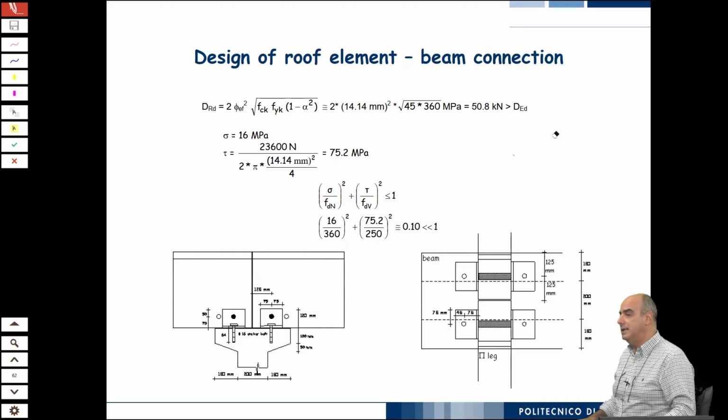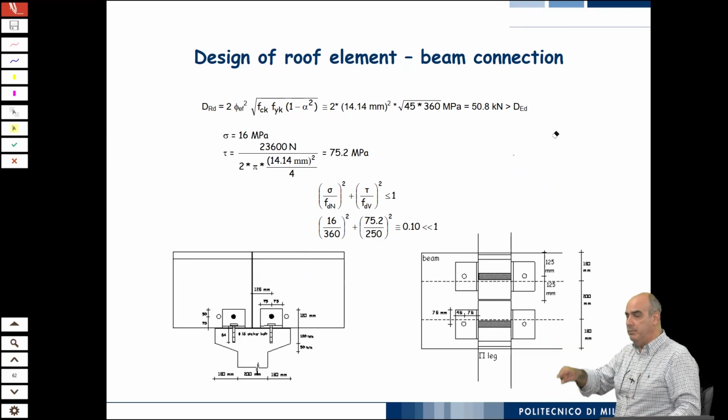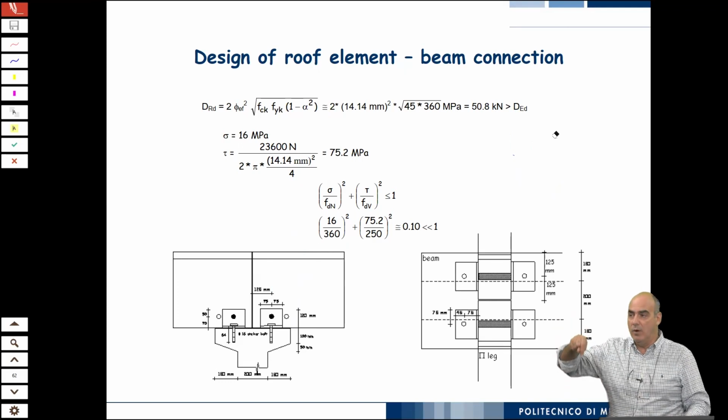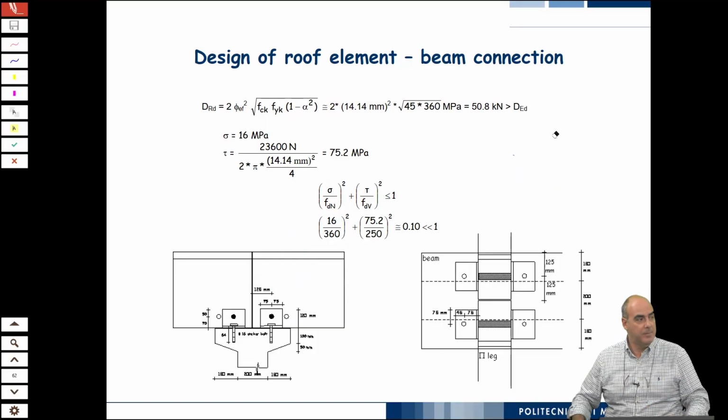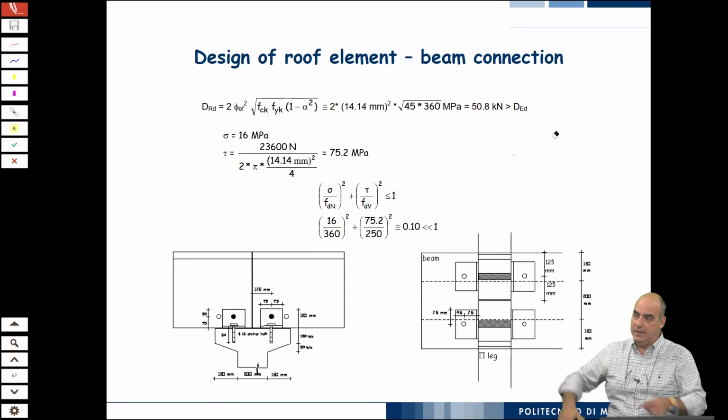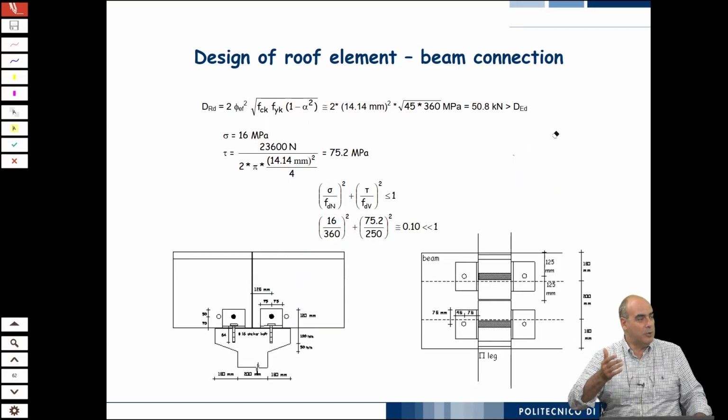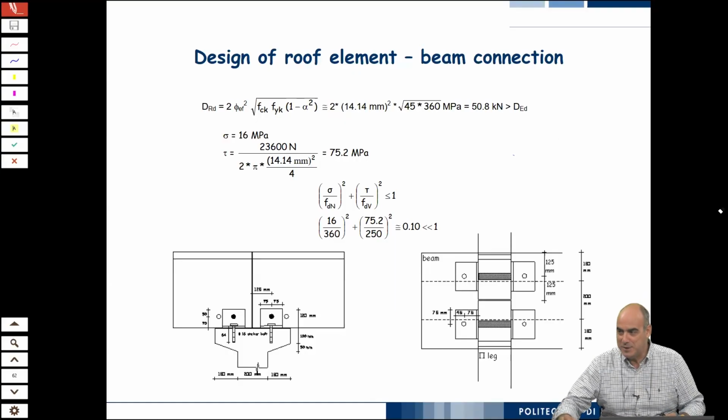Actually, we used something similar to expansion anchors. In this case, we're not using embedded bars. Thank you for the question. The beam was drilled when it was on the ground floor, and then we installed the expansion anchors. They were from one of the major commercial producers of this kind of anchor. I don't remember whether it was Hilti or Fisher, but it was one of them.